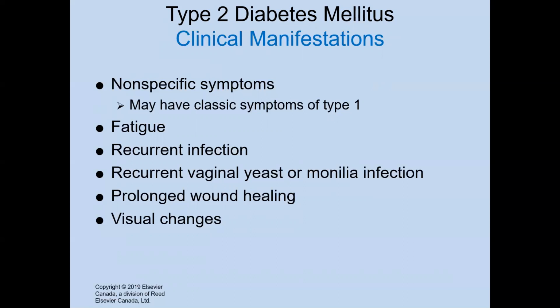Prolonged wound healing is another area of concern when it's taking a long time. Again, the wound is not able to heal well when you have those high levels of glucose, and pathogens are supported by that environment. And then finally, visual changes.